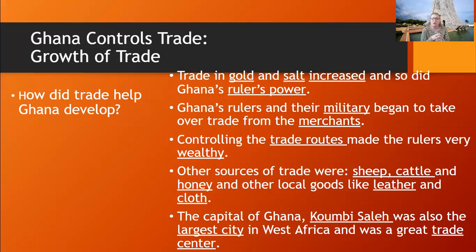and the rulers are becoming more wealthy. The other sources of trade were sheep, cattle, and honey, as well as leather and cloth, which they also got from the animals. So they really learned to live off the land and were able to be very profitable with the things that they could get from the land and the animals. The capital of Ghana was Kumbai-Sole, and this was also the largest city and a great trade center. We talked about earlier this week how those little villages with the African tribes started growing and growing as trade increased. Kumbai-Sole is no different. It became the largest city in West Africa as well as a great trade center.